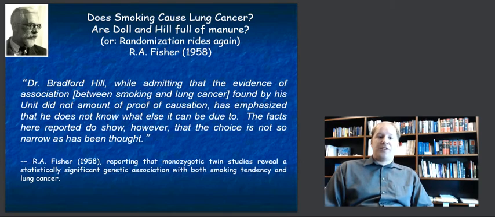What Fisher says is the facts that we have reported do show, however, that the choice is not as narrow as has been thought. Fisher's pointing out there are still confounders, even given the strength of study design that Doll and Hill chose to use, a longitudinal prospective observational study. They hadn't ruled out all confounder potentials, such as, for example, genetic predisposition to smoke and genetic predisposition to lung cancer in the same person.